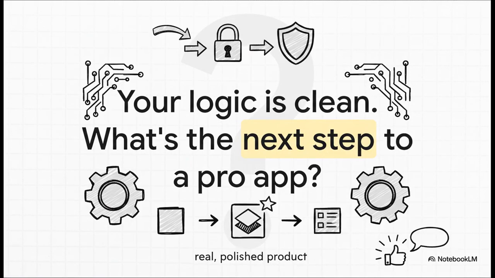So by embracing custom hooks, you've really taken a massive step toward writing code like a pro. Your logic is clean, it's separate, and it's reusable. So the question is, now that you have this incredibly solid foundation, what's the next step you're going to take to make your app even better?